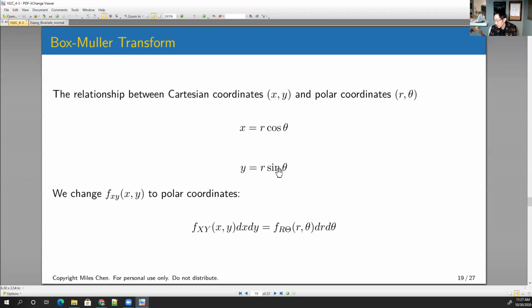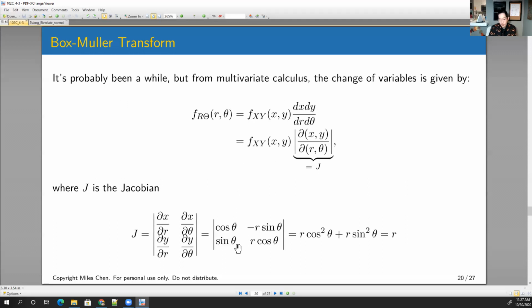You're going to get regular r cosine theta, okay? So you get this and this, right? And then now you take the determinant of this, so you do this times this minus this times this. So cosine times r cosine theta becomes r cosine squared theta. And then negative r sine theta times sine theta becomes negative r sine squared theta, but then you're subtracting that off, so it becomes plus r sine squared theta. And cosine squared and sine squared is 1. So this becomes r times 1, or r.